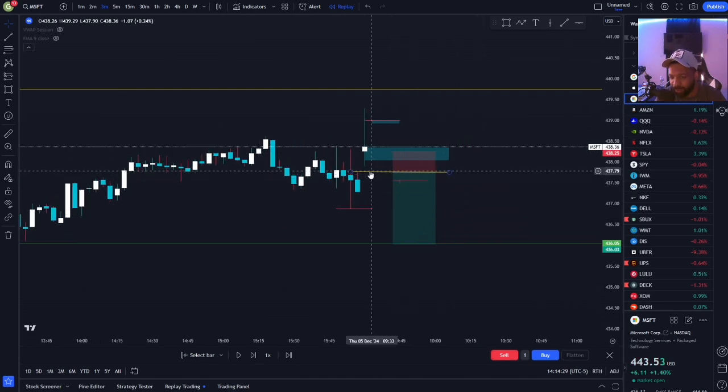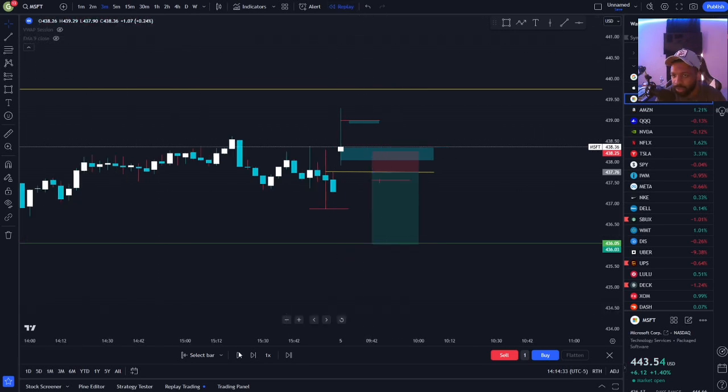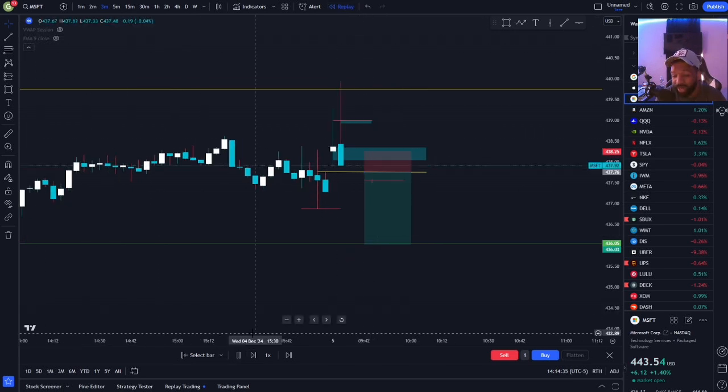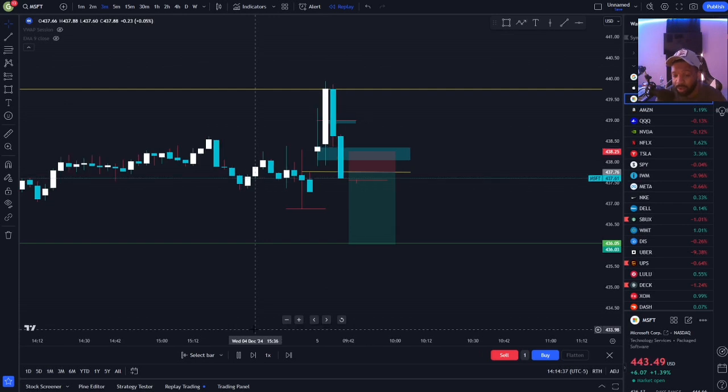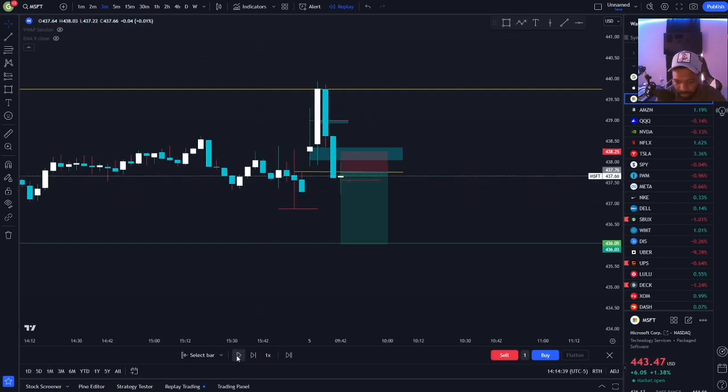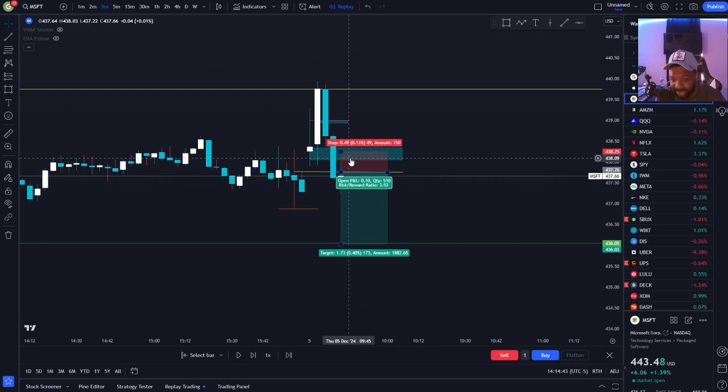Now I'm waiting for price to break this gap area. I already know we're probably going to get a retest of the area. Now I'm waiting to see, are we going to break it or are we going to just bounce off of it, right? So as you can see, price broke that area, retested into my gap area.